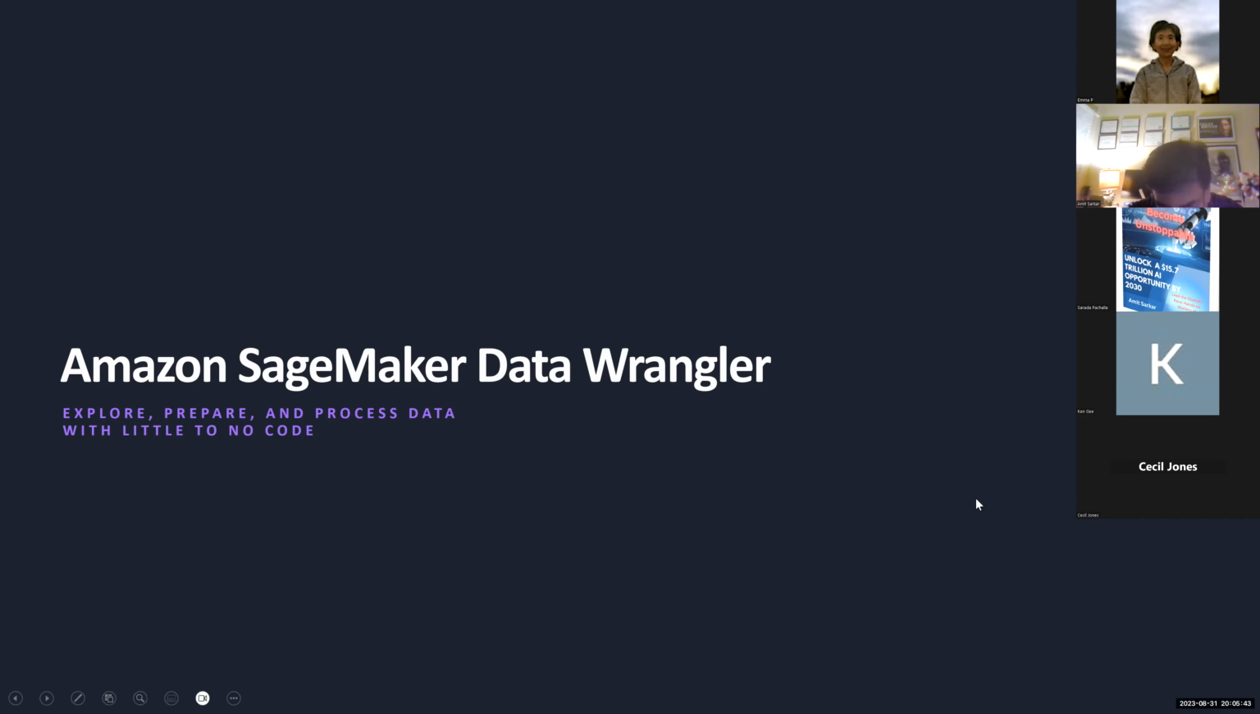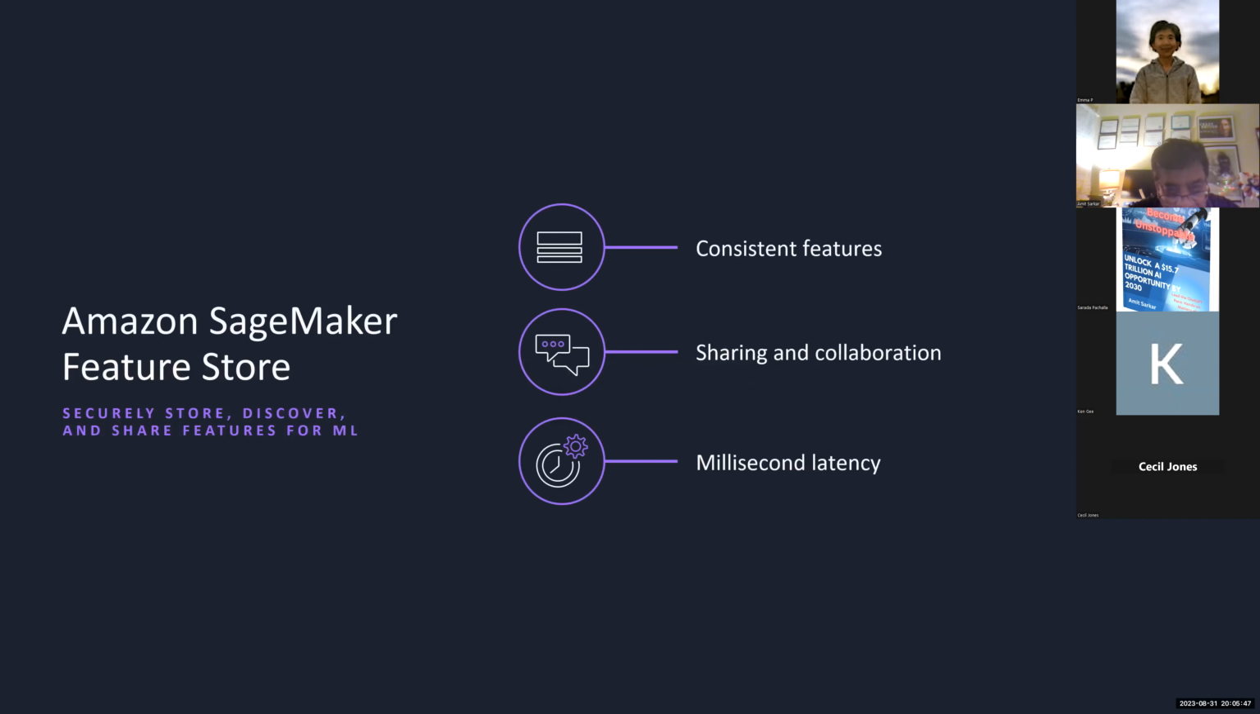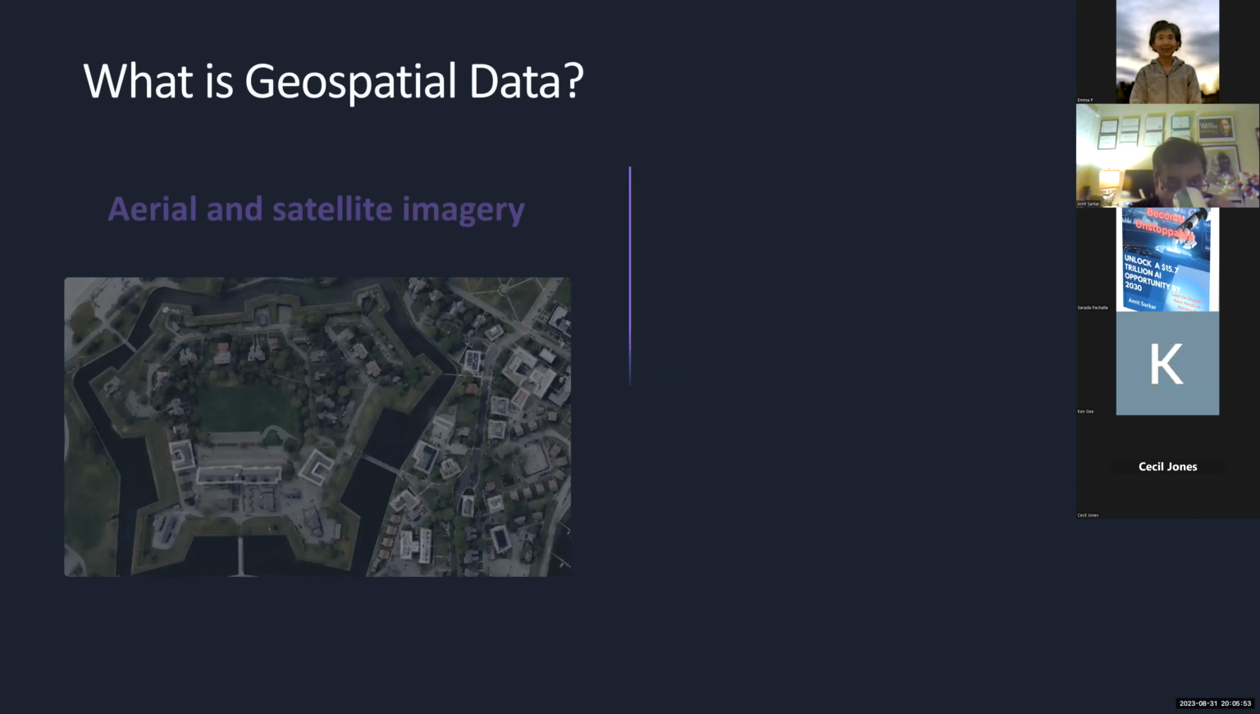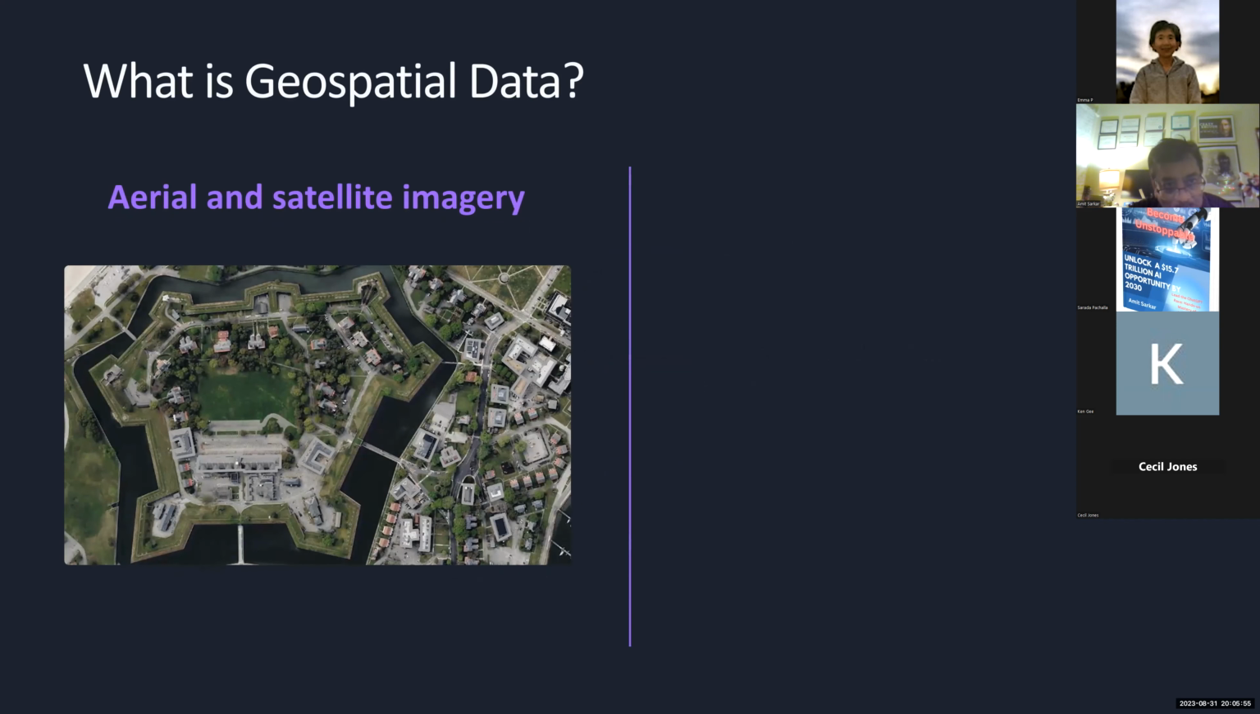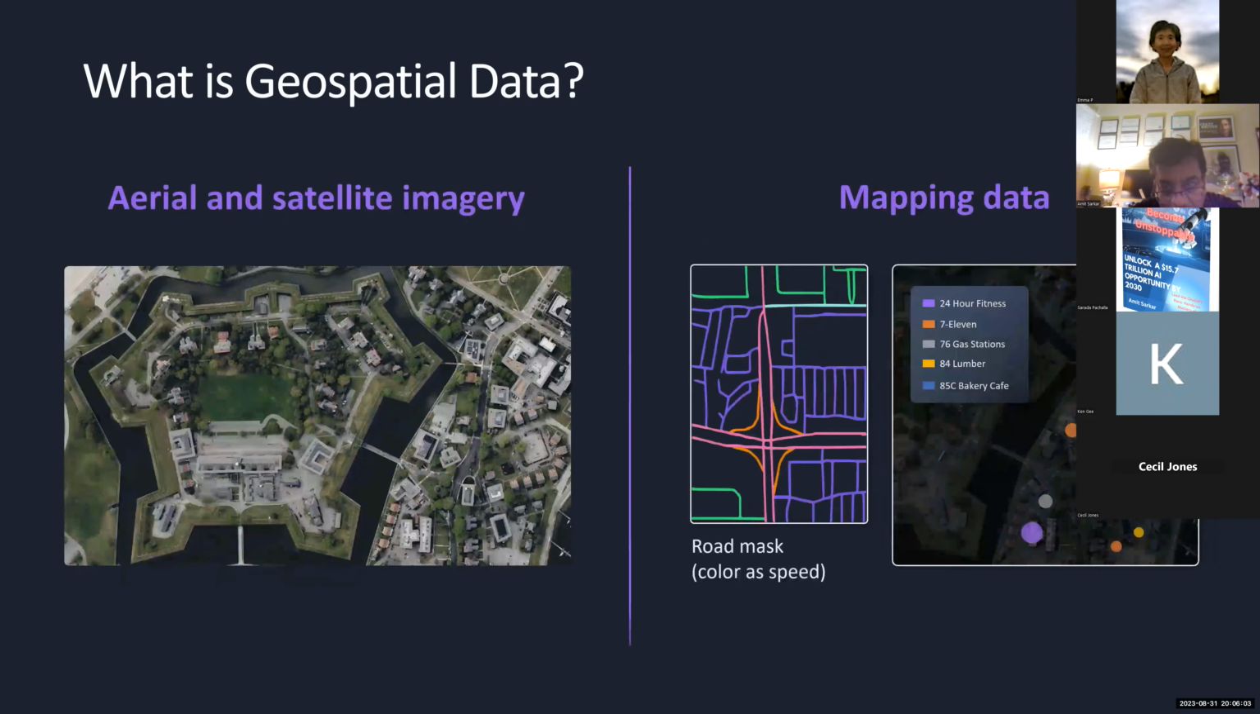So this is SageMaker Wrangler. I'm going to show you the demo. SageMaker also has SageMaker Feature Store. As I said, in the Wrangler you can do all kinds of feature engineering. You can work with aerial geospatial data and satellite imagery. You can clean those, label those, all kinds of stuff. And these are all pre-built. You don't have to do anything.